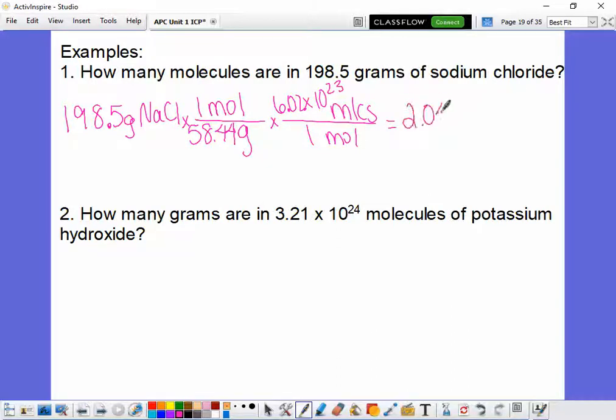2.045 times 10 to the 24th molecules NaCl. Good. Always clearly put a unit and a label. Make it really clear what you solved. And also get in the habit, if you're not already, of maybe boxing or circling your final answer.